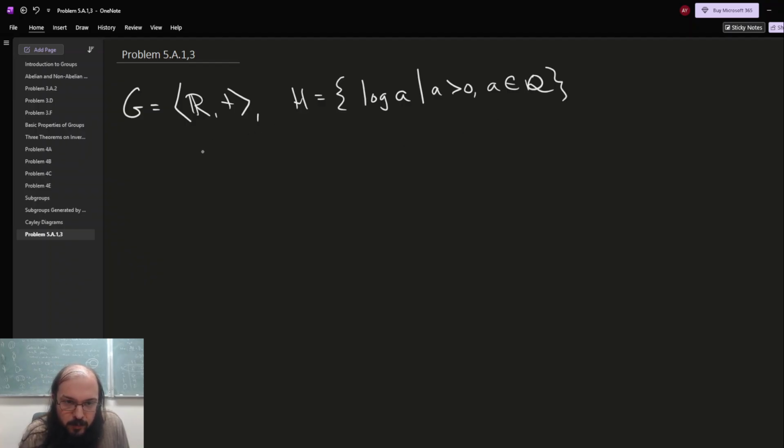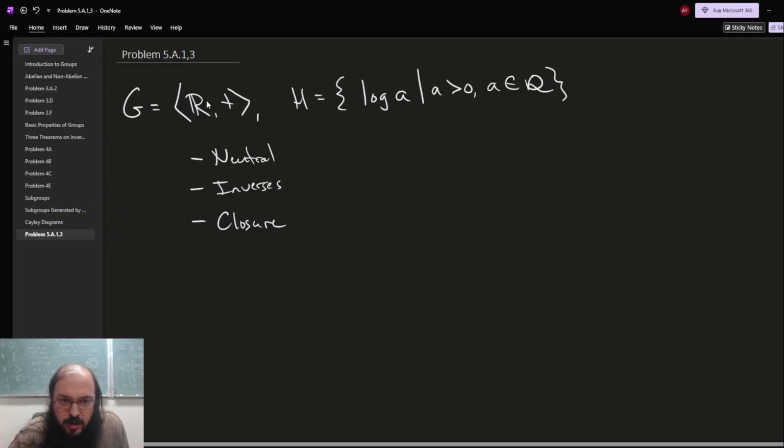So what does this mean? We have to check three things. We have to check the neutral element. We have to check that inverses are present in H, and we have to check closure under the operation. We recall from the chapter section, we don't have to show that it's associative because we're inheriting the operation from G, which is already associative.